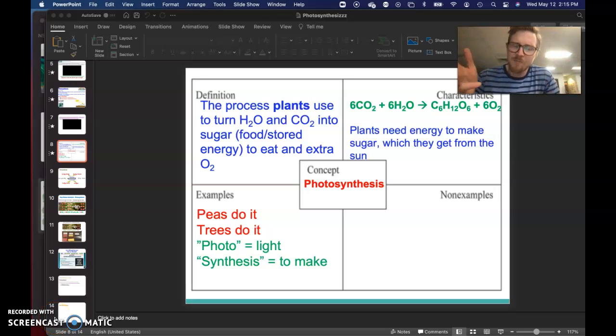So photosynthesis. You've heard the word before. It's kind of a big word. We've used it in our class before. Let's break it down. What does it really actually mean and why is it so important?